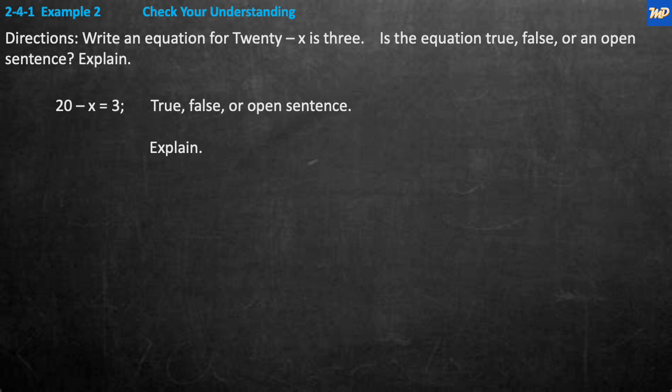So we have 20. Here it is, the equation. 20 minus x equals 3. Well, the first thing we know, what's the question we ask ourselves? Is there a variable in this equation? The variable is right here, and the second you have a variable in here, this becomes an open sentence. And the explanation is just because there's a variable in the equation. This is an open sentence.